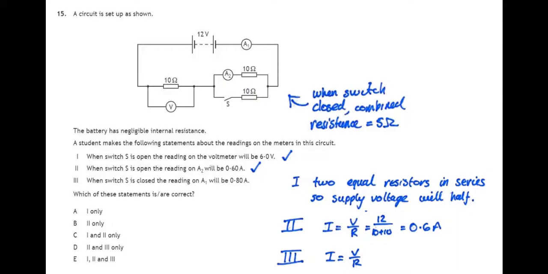Therefore, the whole circuit's resistance will be 15 ohms. I equals V over R, 12 over 15, which is 0.8 amps. Correct. All 3 of these statements are correct. Answer E.